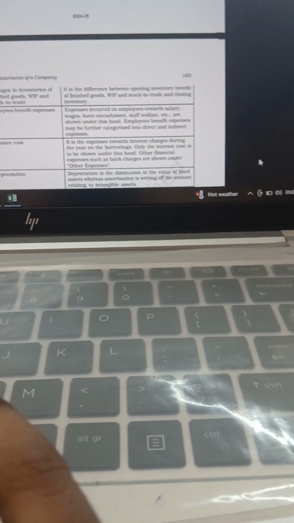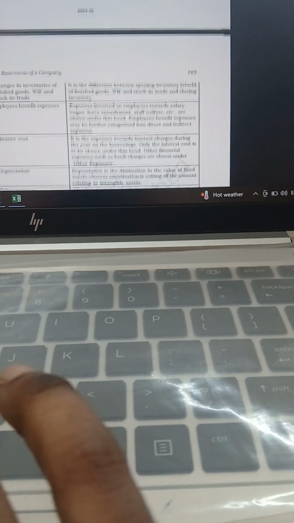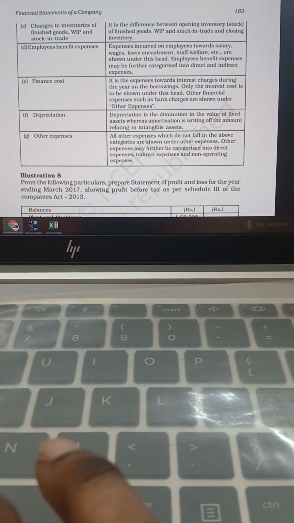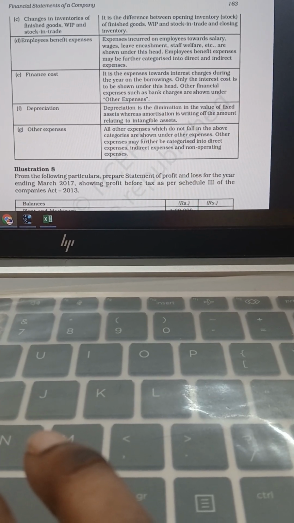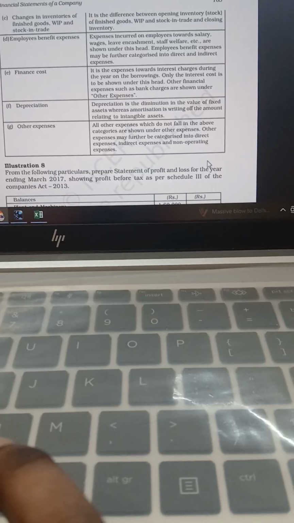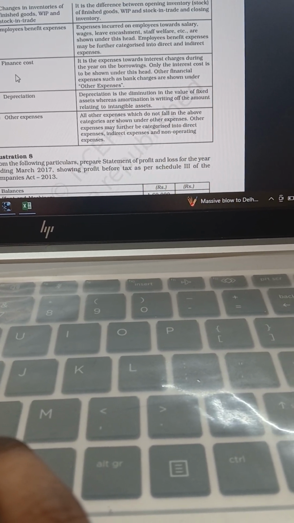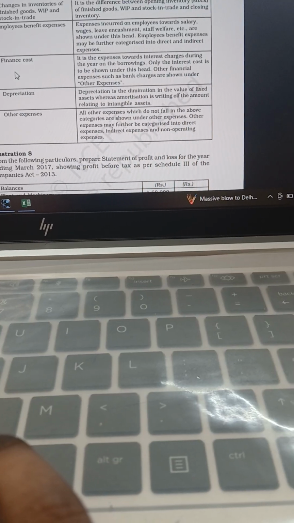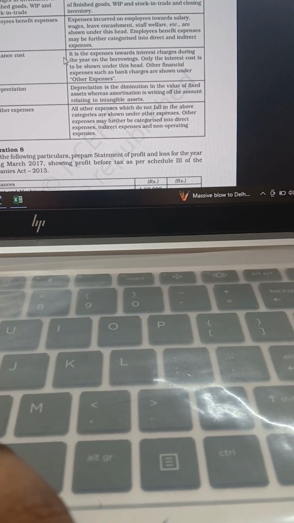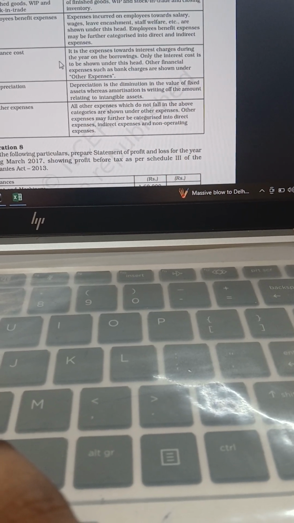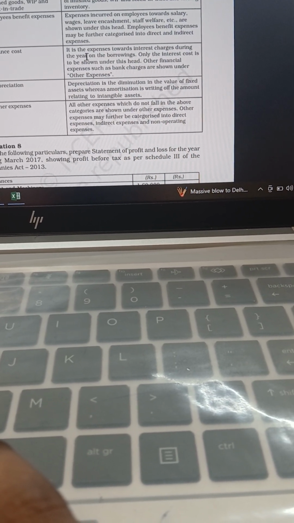Then employee benefit expenses: expenses incurred on employees towards salary, wages, leave encashment, staff welfare, etc. Employee benefit expenses may be further categorized into direct and indirect expenses. Usually direct expenses are shown in a trading account, and indirect expenses in the profit and loss account, in the case of concerns other than a company.